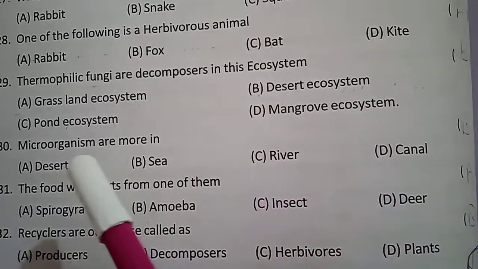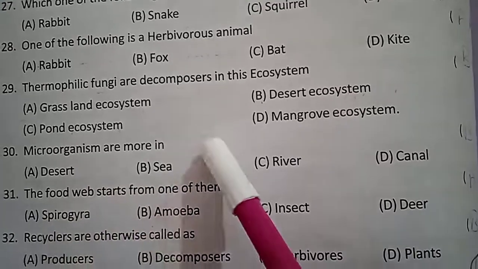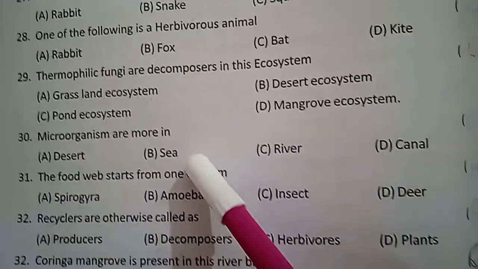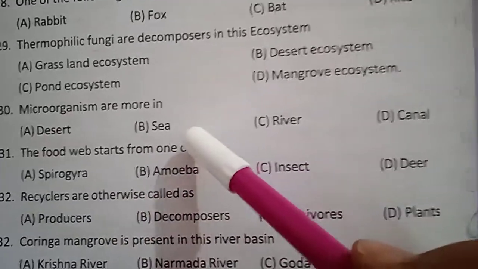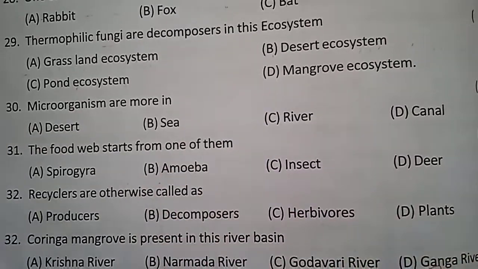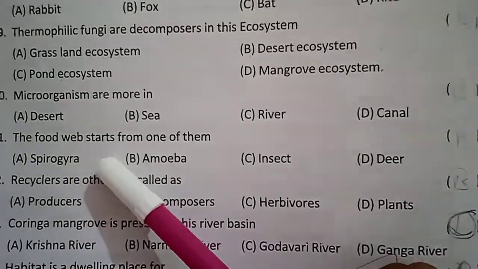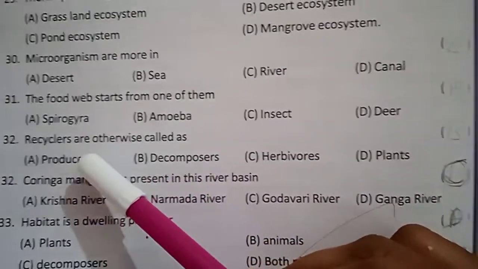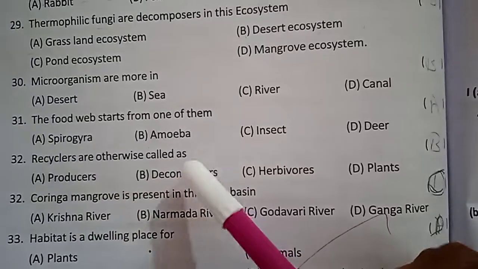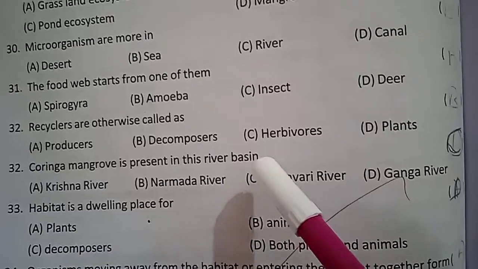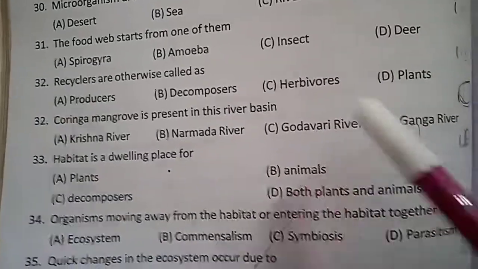Desert ecosystem. Microorganisms are more in sea. Why? Because the most percentage of the thing is surrounded in our earth is what? Sea only. This only occupied. The food web starts from one of them, Spirogyra. Recyclers or otherwise called as decomposers. Koringa mangrove is present in this river basin, Godavari.